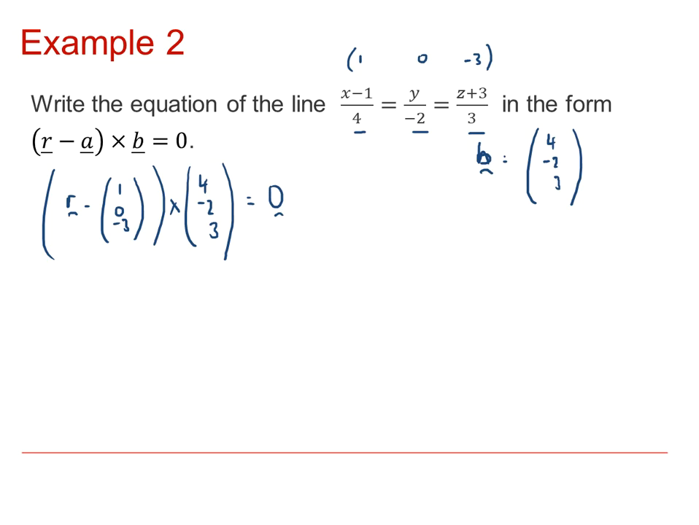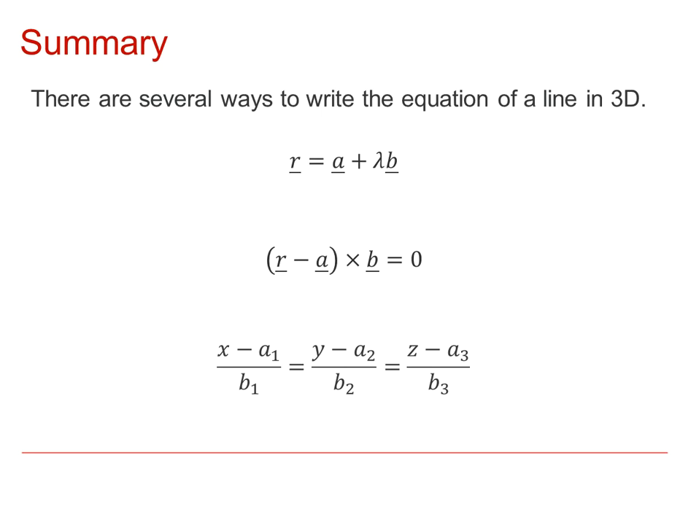So you can see that this gives us an extra way of writing the equation of a line. So there are several different ways that it can be written. One in the form r equals a plus lambda b, that's the point on the line plus lambda times the direction. This new form that we've just found using the cross product, (r minus a) cross b is equal to 0. And then finally in Cartesian form, where the direction vector b is (b1, b2, b3), and the point on the line is given by (a1, a2, a3).